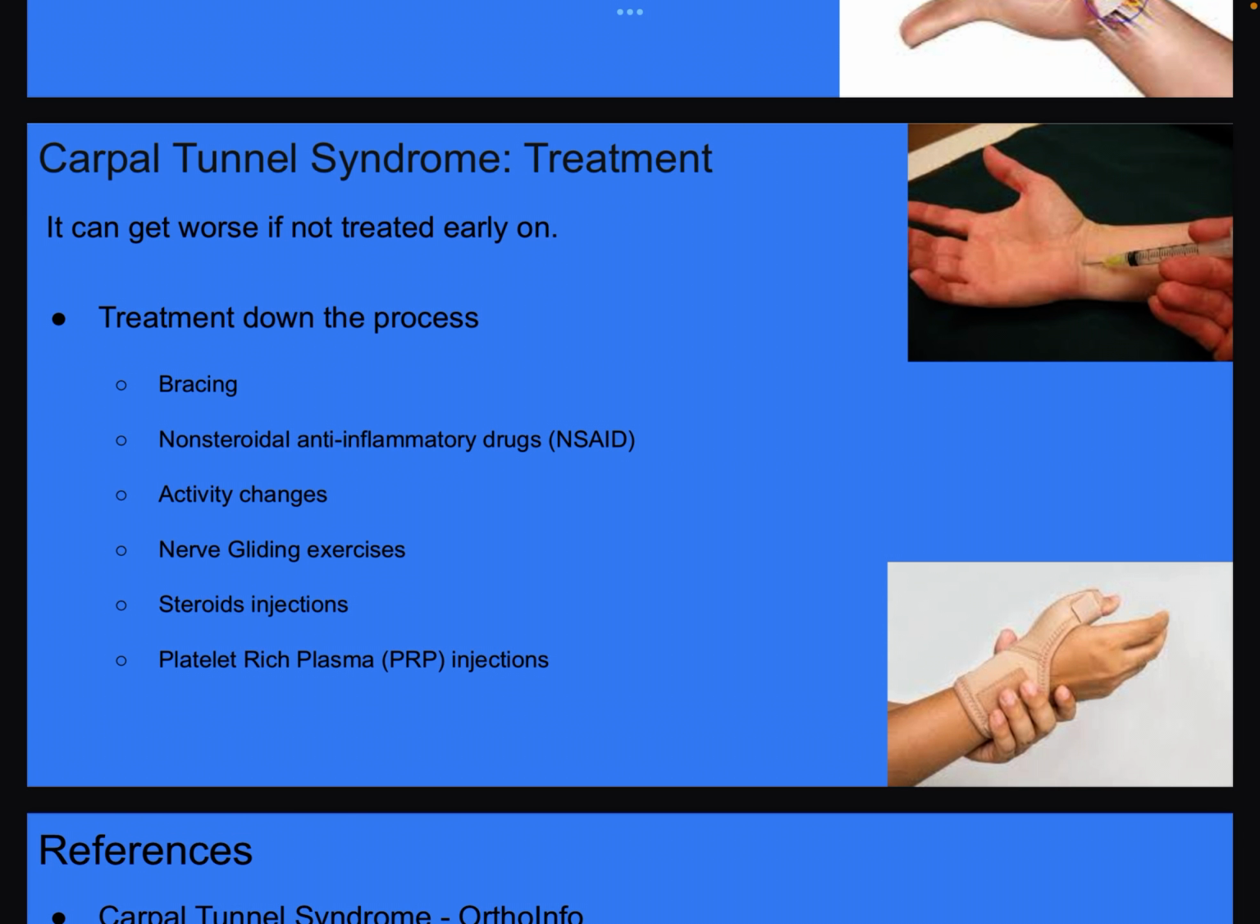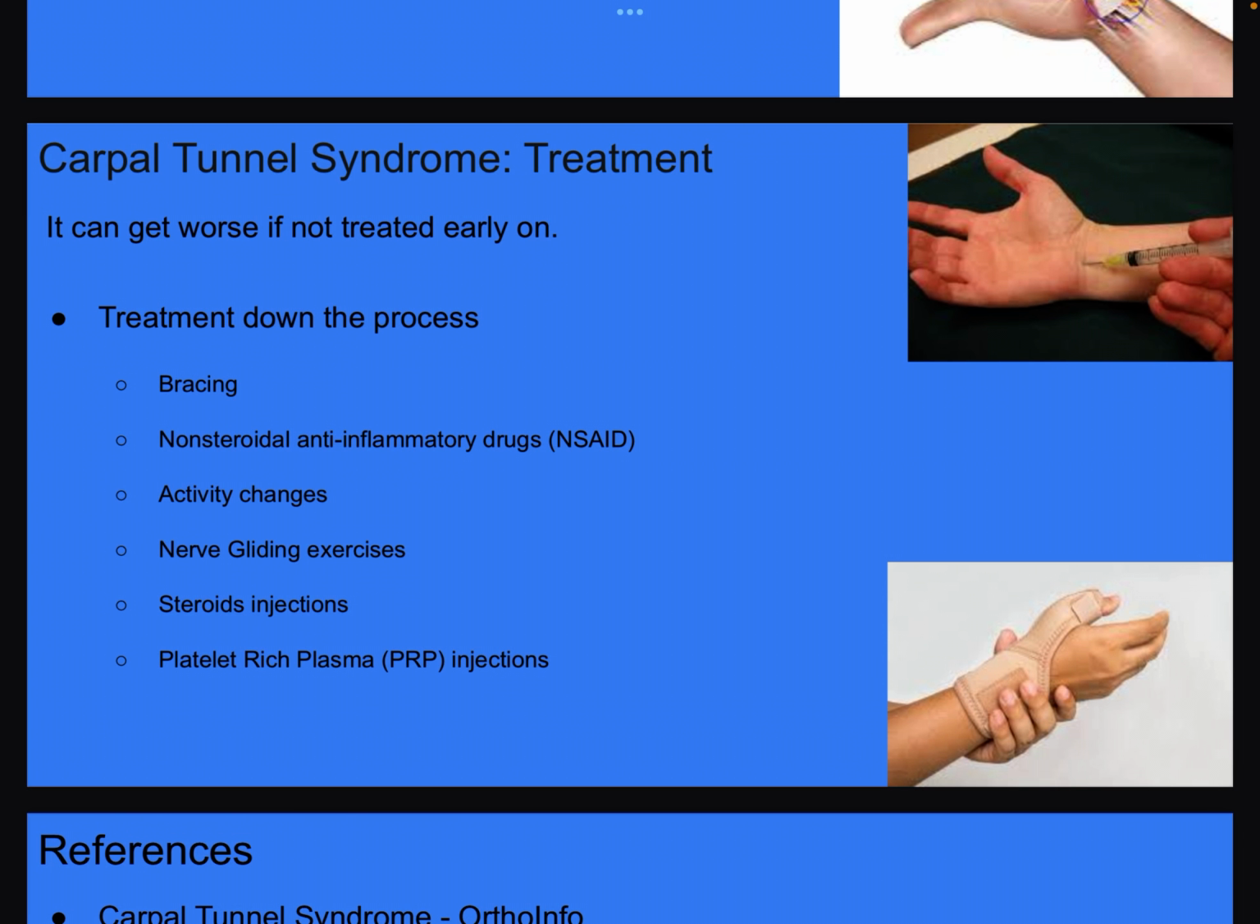Like it says at the top, it can get worse if not treated early on. You can kind of self-diagnose yourself, but you need proper doctor verification on whether it is carpal tunnel or not.